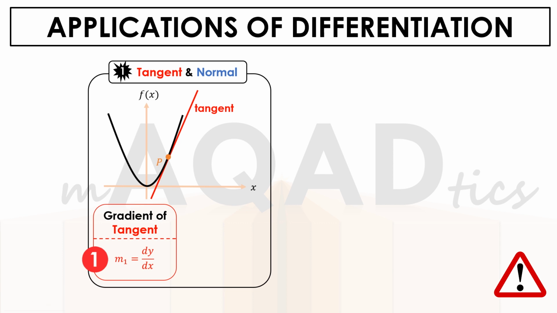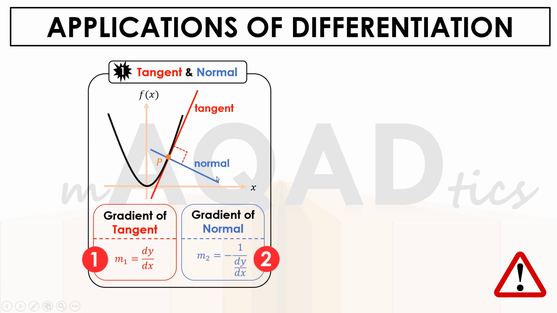And then there's another line we need to consider, which is perpendicular to this tangent line, or 90 degrees from this tangent line, which is the normal. Alright, so this is the second thing we need to know, the gradient of normal.